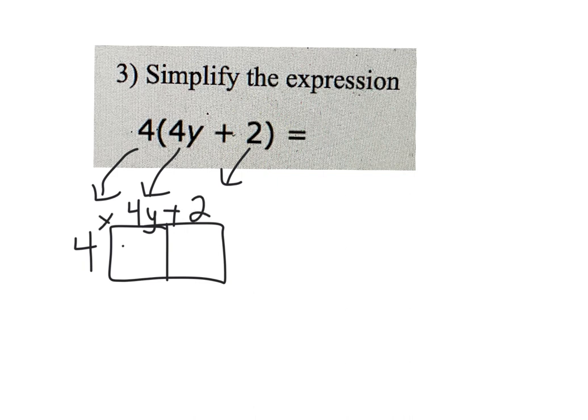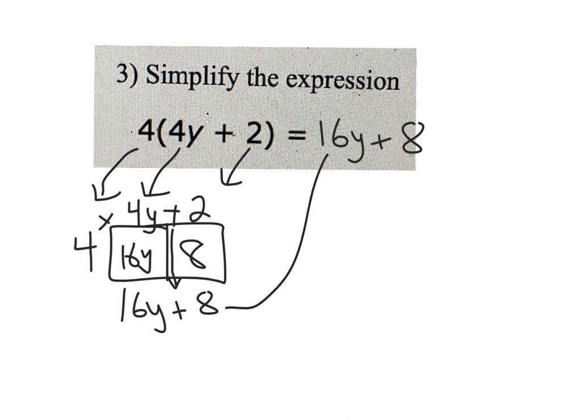So 4 times 4y is 16y. 4 times 2 is going to give you 8. Bring those down, that's 16y, 8, and the plus sign is just going to come on down. So you have 16y plus 8. And that is our simplified expression.